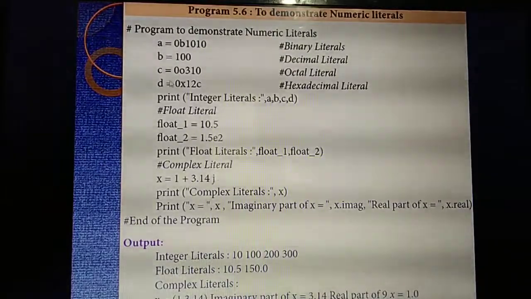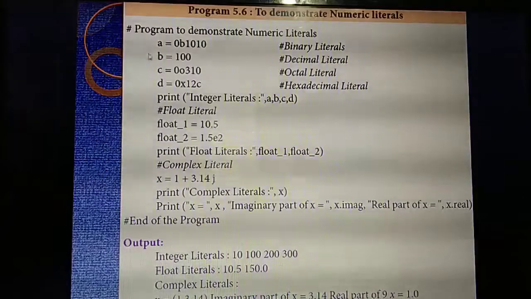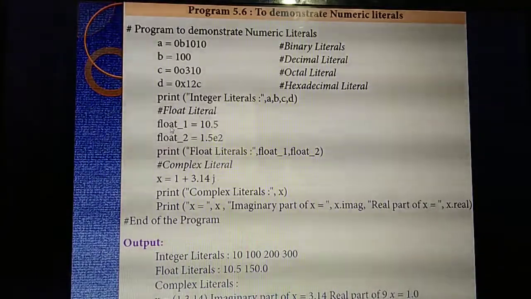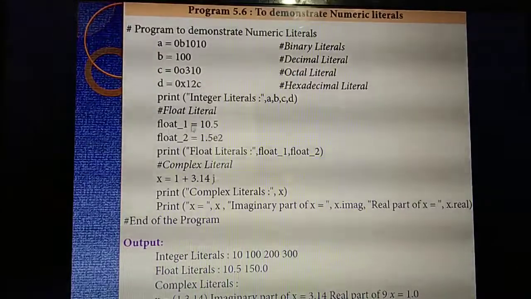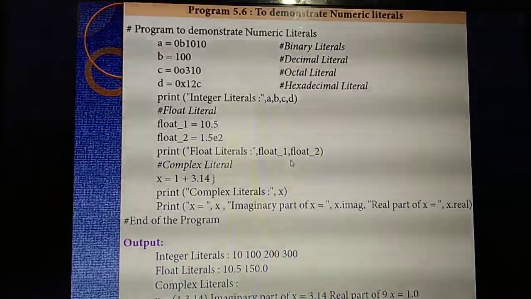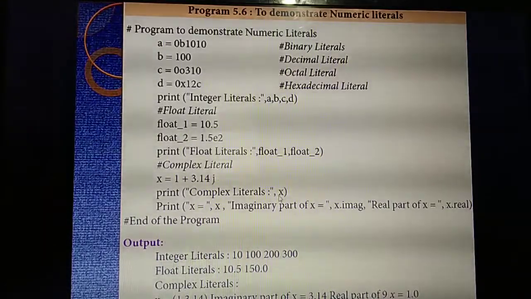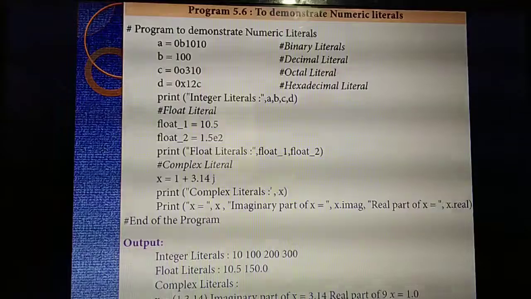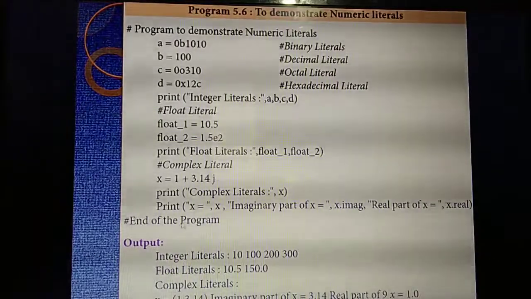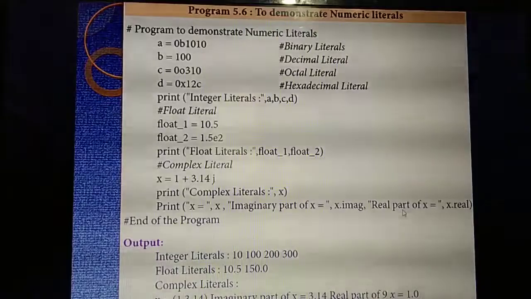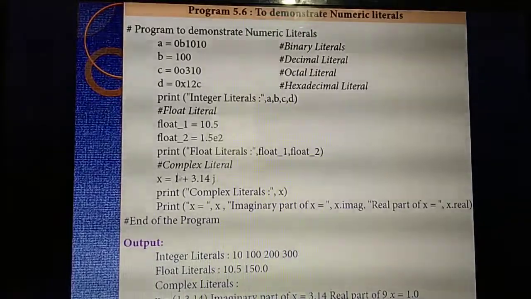Understand the program? First I am printing the integers, that means 3 values. Then float: for float, 2 variables I have given, float 1 and float 2. In the print statement, I am giving float 1 comma float 2. Then complex: I am assigning the complex value to x. How many parts are there in complex? Real part as well as imaginary part. So x dot imag, comma, x dot real.